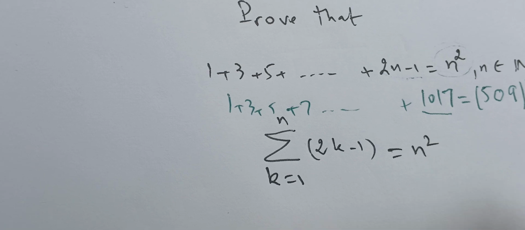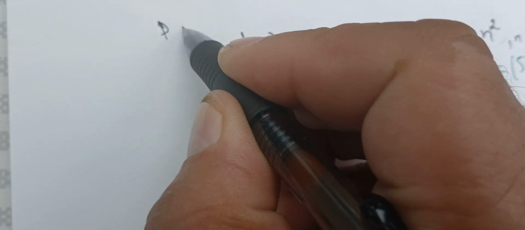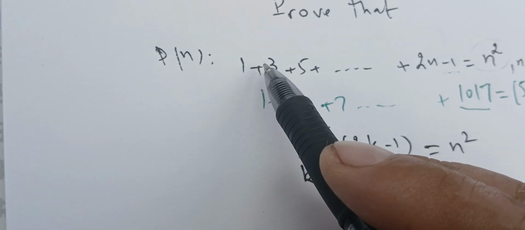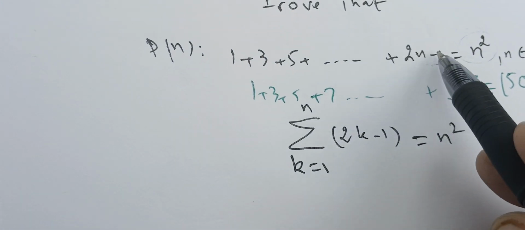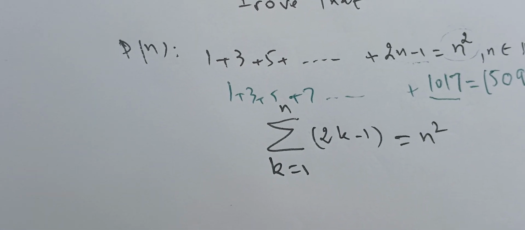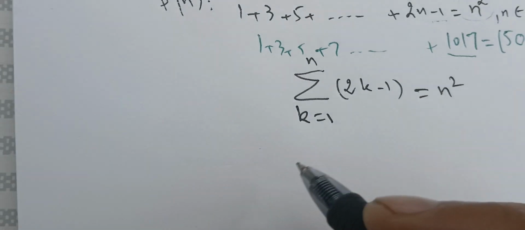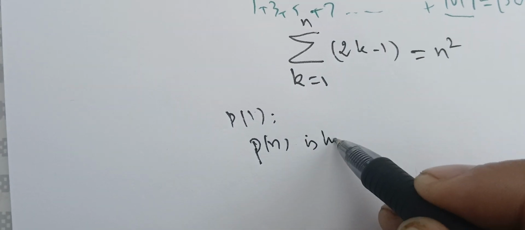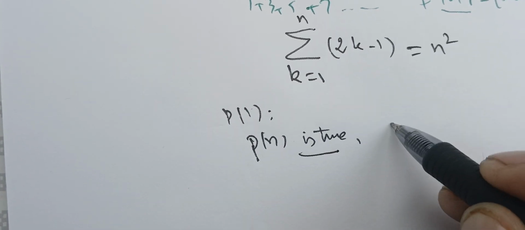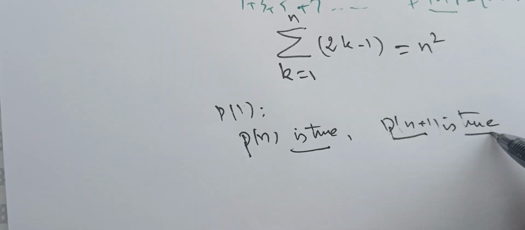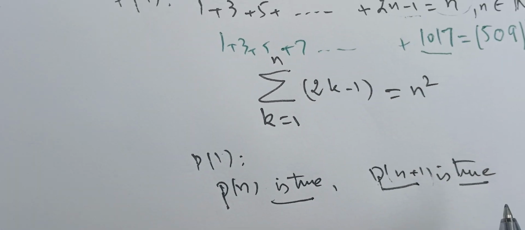To do that, we're going to call this statement P(n): the sum of the odd integers from 1 to 2n minus 1 is equal to n squared. What we're going to do is first check that P(1) is true. We're going to assume that P(n) is true, and we prove that P(n+1) is true as well. So we will explain all these steps.